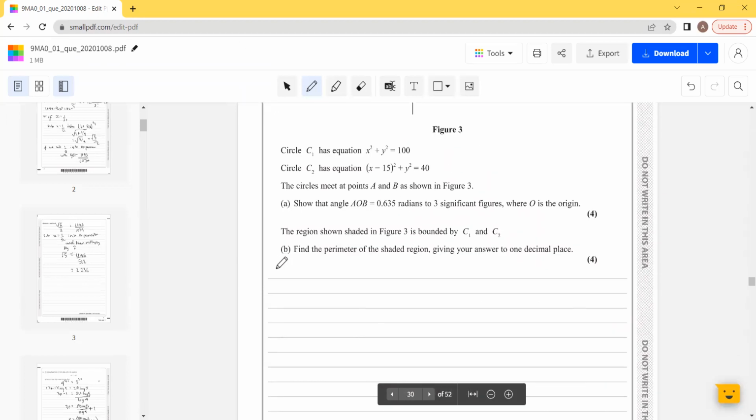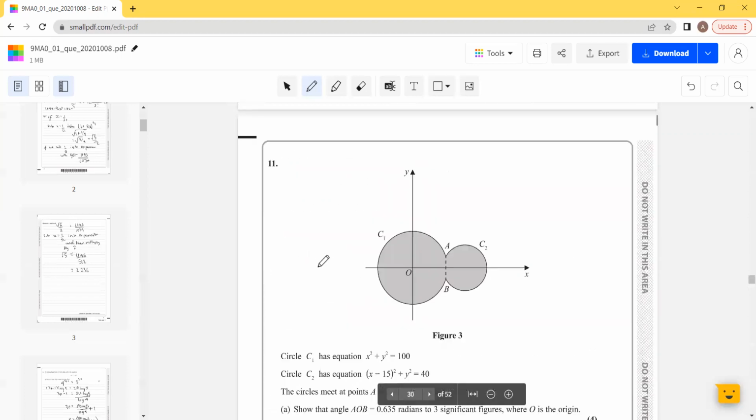Okay, so let's try and do question A. So we have A, O, and B. So I'm just going to mark angle AOB. So this is the angle they want to find. Okay, and I can see us having to do some multiplication by 2 at some point by first finding what this angle over here is. So let's begin.